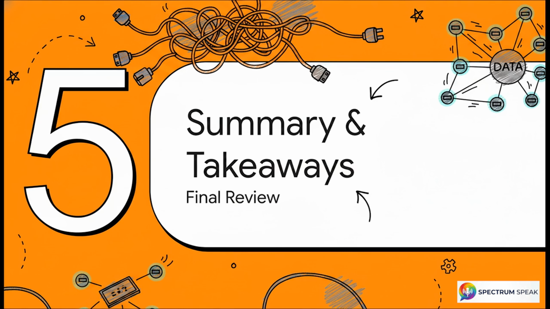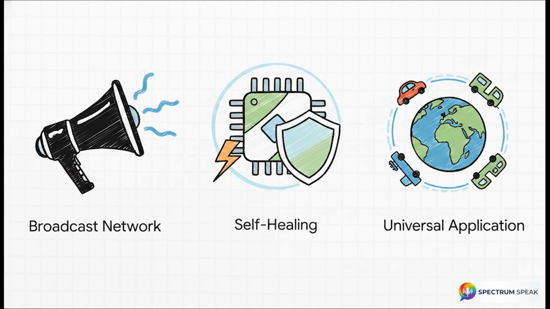Section 5. Summary and final takeaways. We've covered a ton of ground today, from heavy copper wire nightmares to sleek, decentralized networks. Let's rapid-fire recap the 3 absolutely critical takeaways you need to lock in. Number 1, CAN is a broadcast network. Always remember the town hall meeting. Every node hears the message, but only acts if the identifier is actually relevant to them.